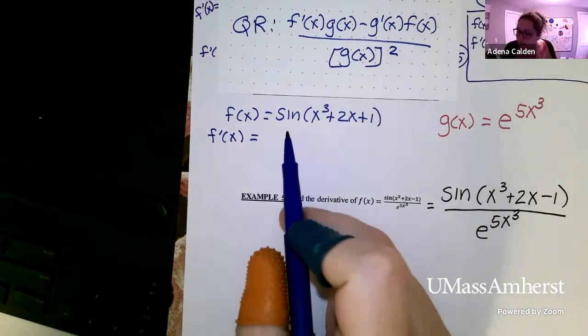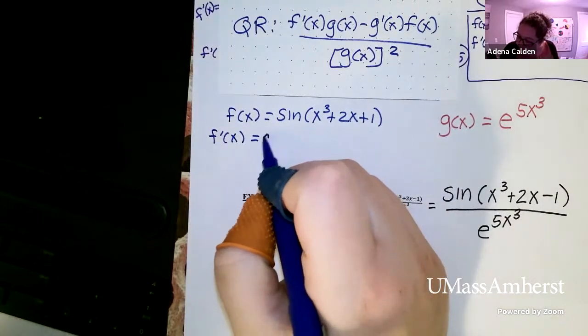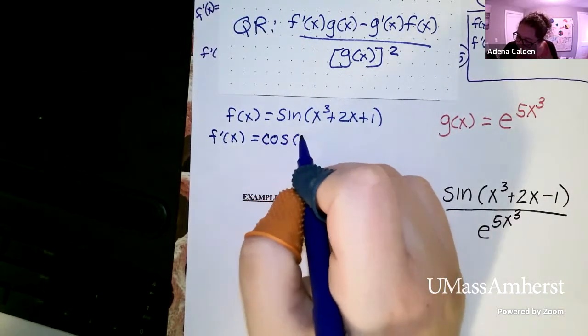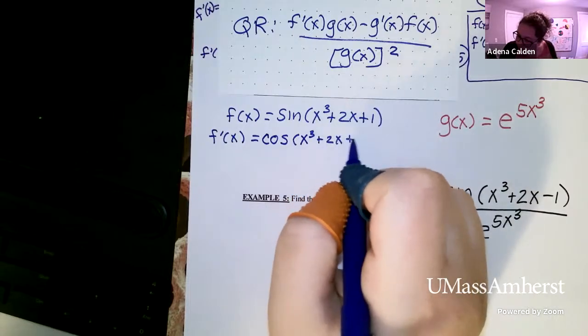So for the sine function, we know that the derivative of sine is cosine. So when we do the outside part of the derivative, we get cosine of x cubed plus 2x plus 1.